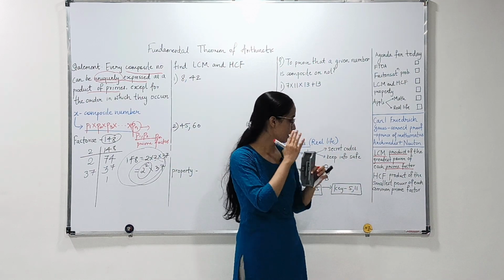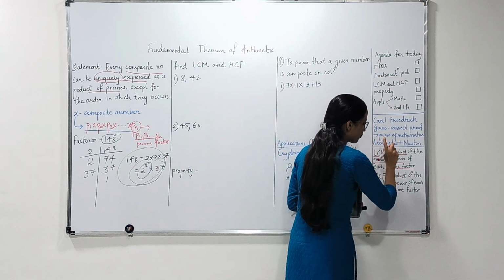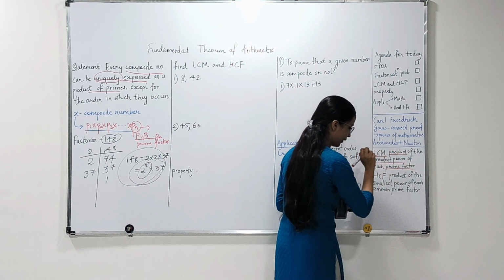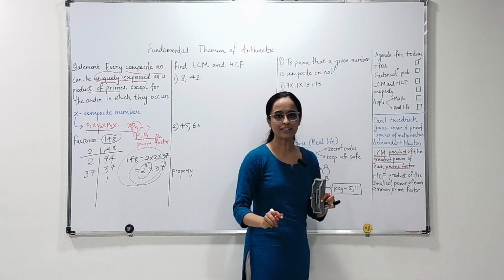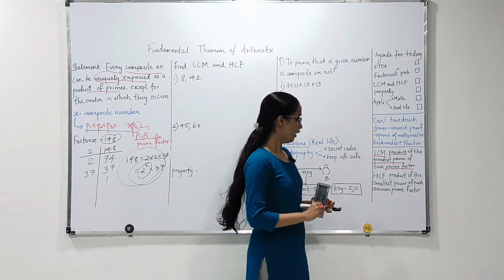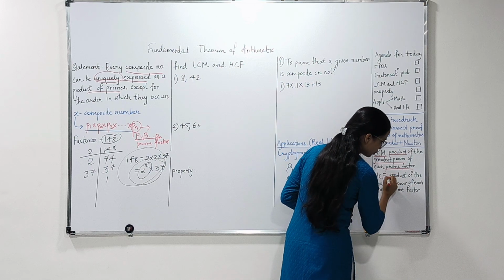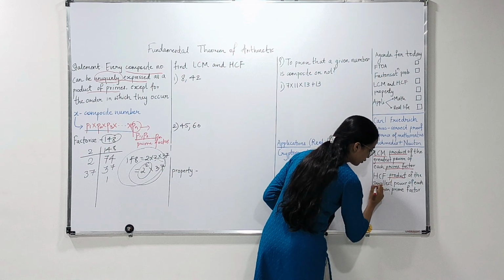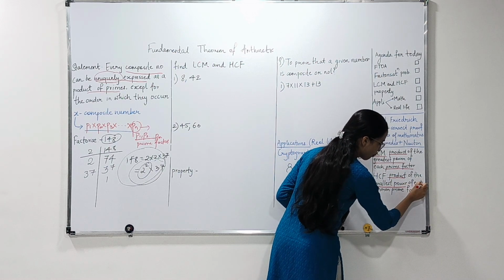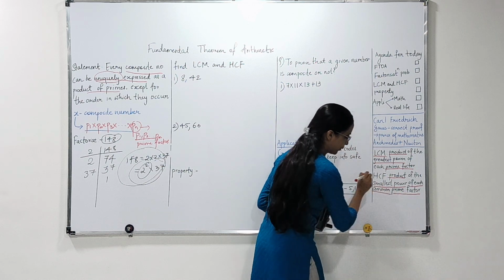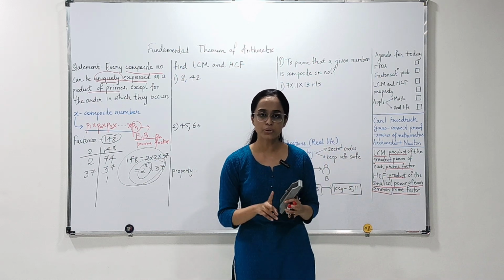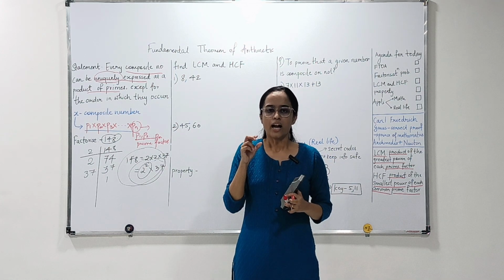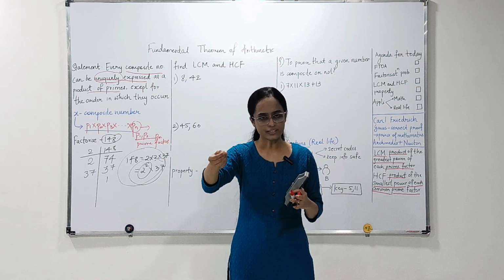What you are supposed to do in LCM? You are supposed to write it as the product of the greatest power of each prime factor. Now comes the HCF, that is the highest common factor. Here also you are going to write it as a product only, but here you are going to write the product of the smallest power of each common prime factor. So in HCF, you are first going to find out which common factors are there between the two numbers or three numbers, and you're going to write its smallest power.